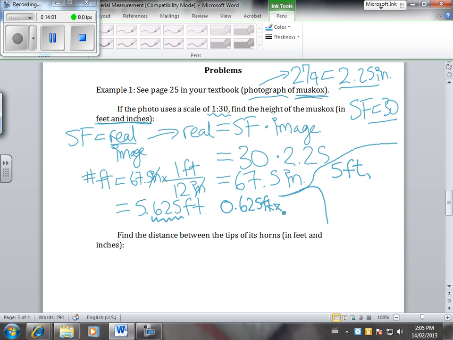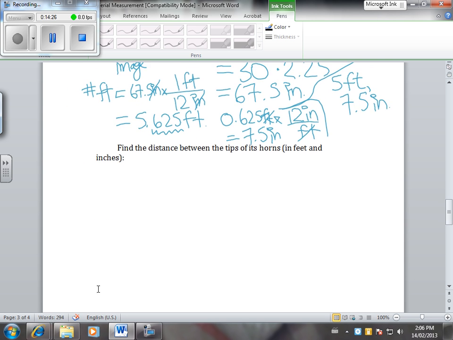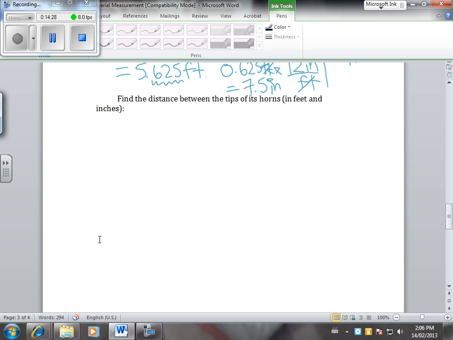We know that there are 12 inches in every foot, so 0.625 multiplied by 12 is 7.5 inches. So we have 6 feet and 7.5 inches. Okay, find the distance between the tips of its horns in feet and inches.